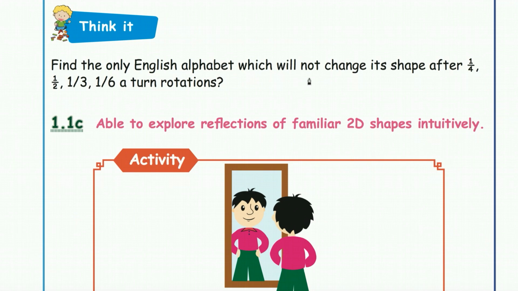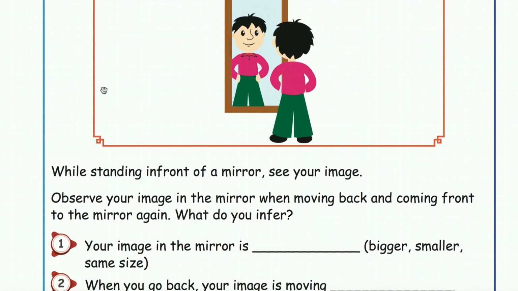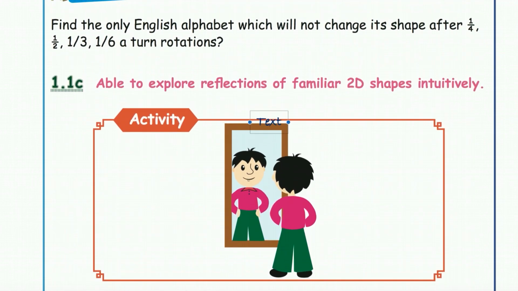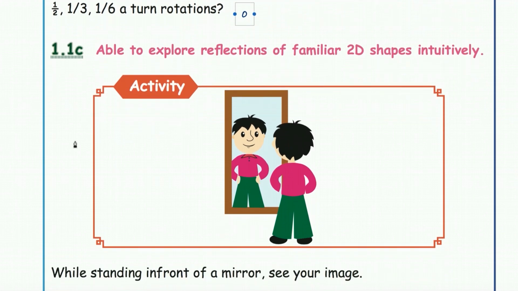Find the only English alphabet which will not change its shape after 1/4, 1/3, 1/6 of a turn rotation. That means 1/4 means 90 degrees, half means 180 degrees, 1/3 means 120 degrees, 1/6 means 60 degrees. What is that alphabet letter? O only. However much angle you rotate, it will still look like O only. Whoa, you have to say whoa. Is it? Yes, it is.